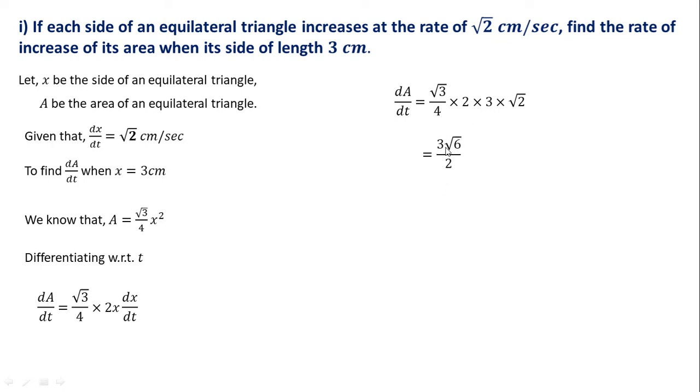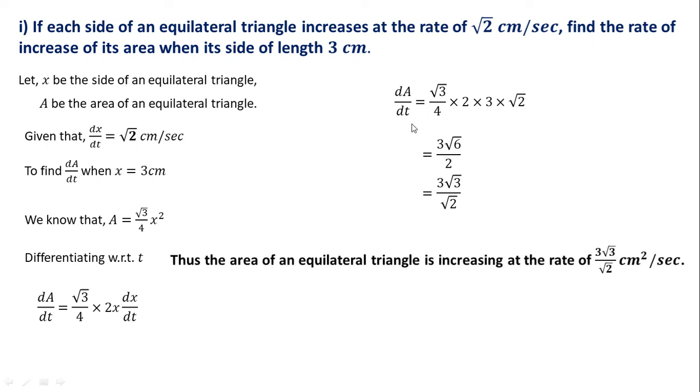Now by calculation further you will get 3 root 6 upon 2. See here, root 3 into root 2 is root 6. This is 3, and here you can divide by 2. So we get 2 here. So 3 root 6 upon 2, or you can rewrite it as 3 root 3 upon root 2. So calculation is simple here, and hence what we get, dA by dt. Thus we can say that the area of an equilateral triangle is increasing at the rate of 3 root 3 upon root 2 centimeter square per second. This is our last answer.